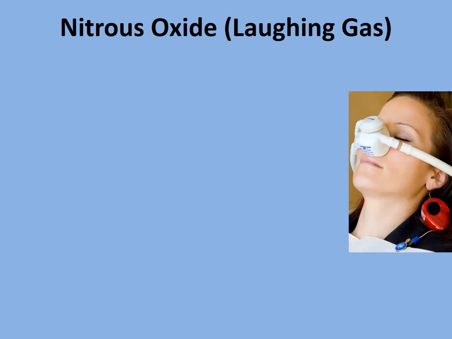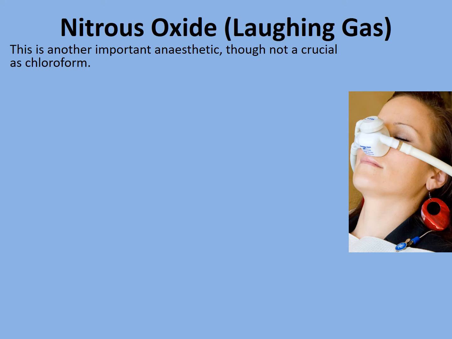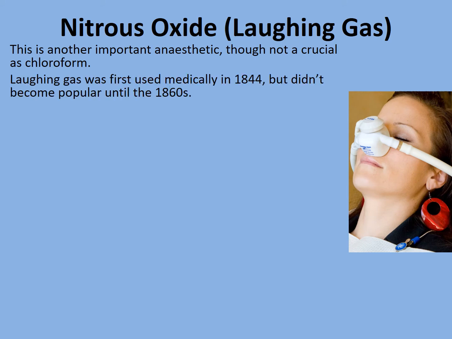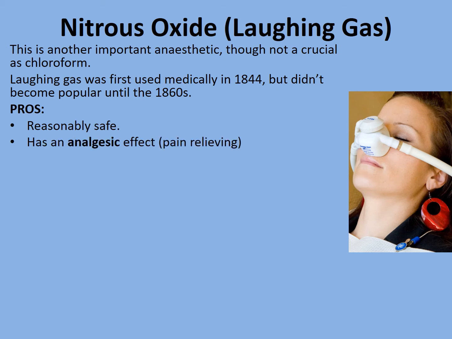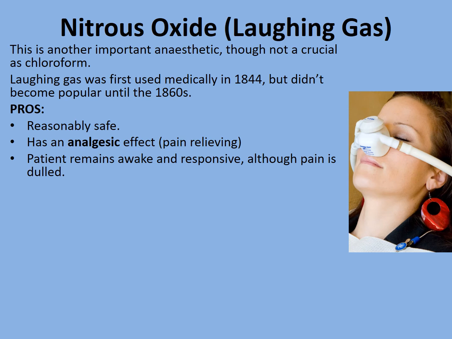Nitrous oxide, or laughing gas. This is another important anaesthetic, though it's not as crucial as chloroform. Laughing gas was first used medically in 1844, but didn't become popular until the 1860s. Here are its advantages. It's reasonably safe, and it has an analgesic effect. It's pain relieving. Patients remained awake and responsive, although pain is dulled.